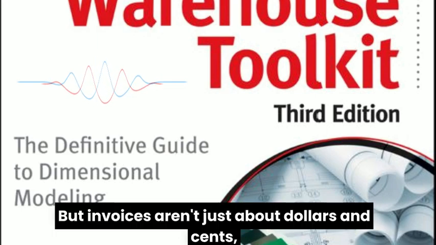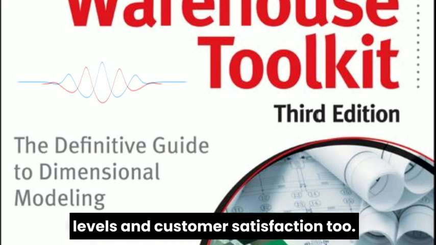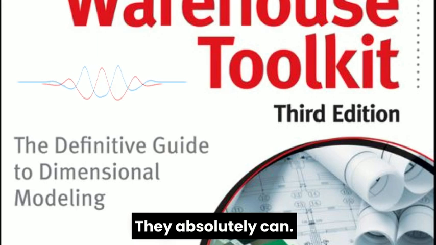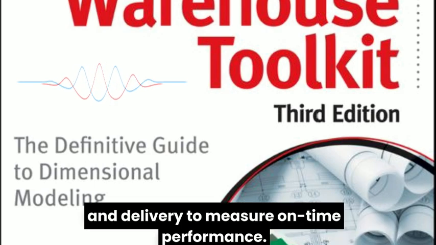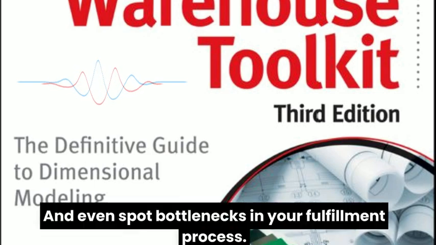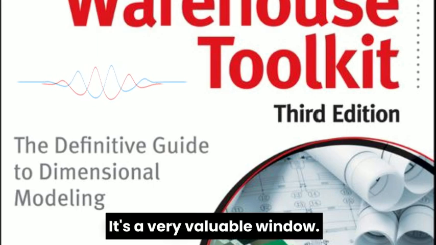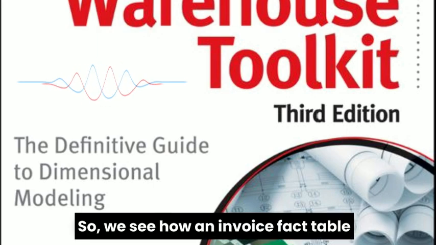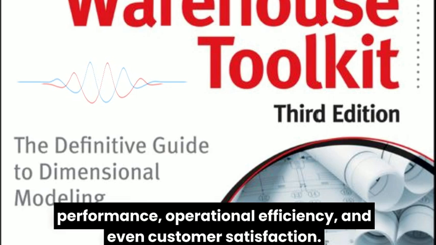But invoices aren't just about dollars and cents, are they? No, they're not. They can tell us about things like service levels and customer satisfaction, too. You can track key dates related to shipping and delivery to measure on-time performance and even spot bottlenecks in your fulfillment process. So it's like a window into your operations. It's a very valuable window. So we see how an invoice fact table can be a gold mine for understanding financial performance, operational efficiency, and even customer satisfaction. It's a powerful tool.